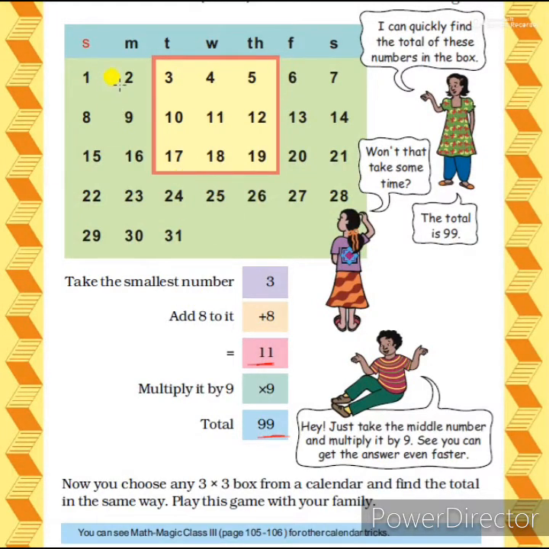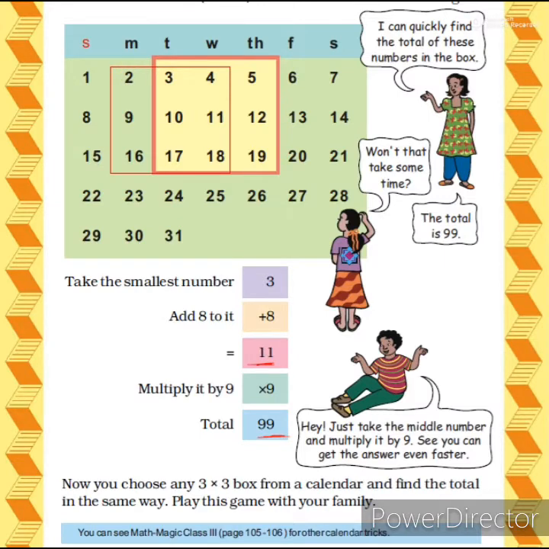That means vertically 3 numbers and horizontally 3 numbers: 3 columns and 3 rows. Now we will select 2, 3, 4 and take that box. See, these are the 9 boxes I have selected: 2, 3, 4, 9, 10, 11, 16, 17, 18. Here also we will choose the smallest number. Here the smallest number is 2. We will select 2. Now what to do?